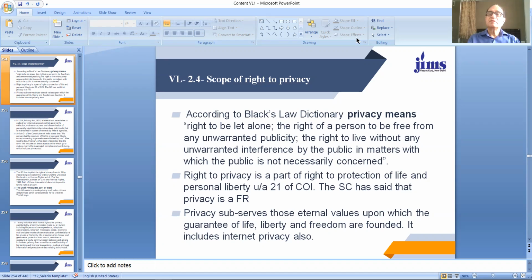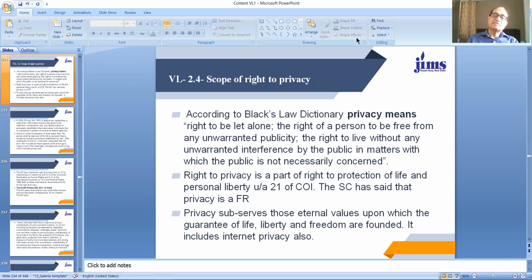Welcome back, dear students. Today we will learn and understand the scope of right to privacy under our constitution. What is privacy? According to Black's Law Dictionary, privacy means the right to be let alone, or the right of a person to be free from any unwarranted publicity, or the right to live without any unwarranted interference by the public in matters with which the public is not necessarily concerned. Dear students, you must have read Black's Law Dictionary, a very good dictionary, while defining legal terms.